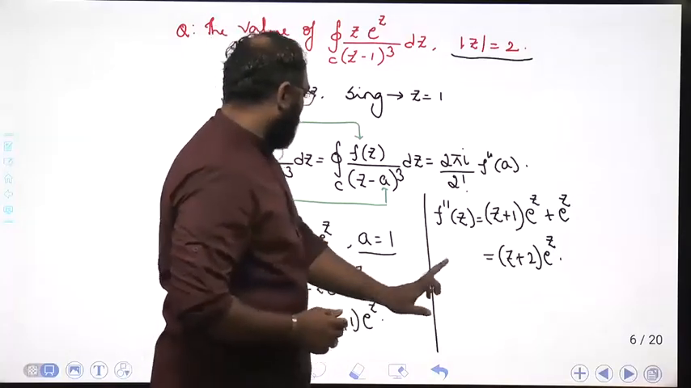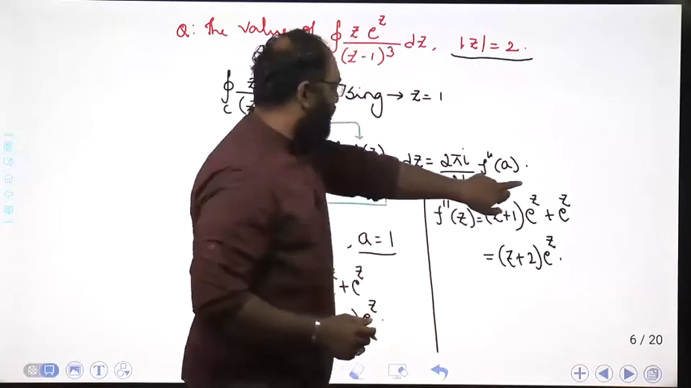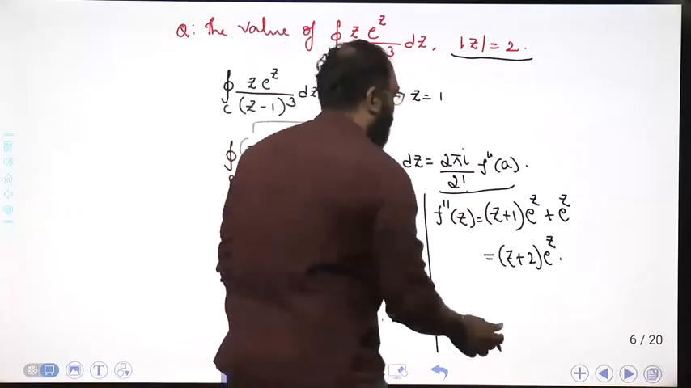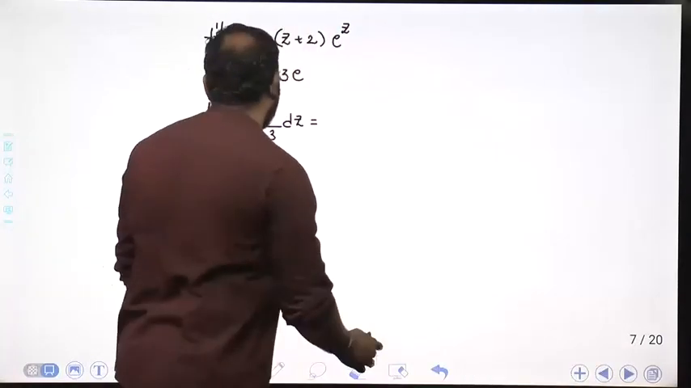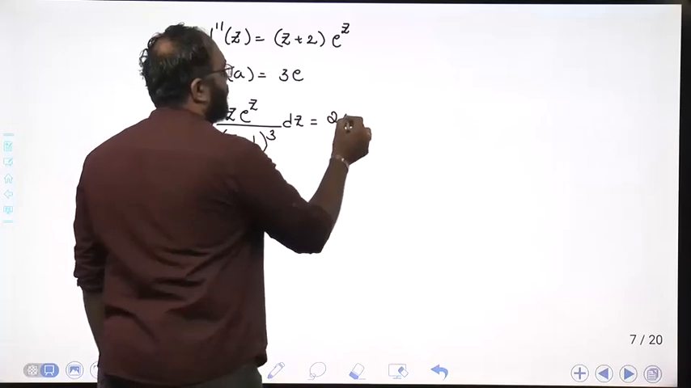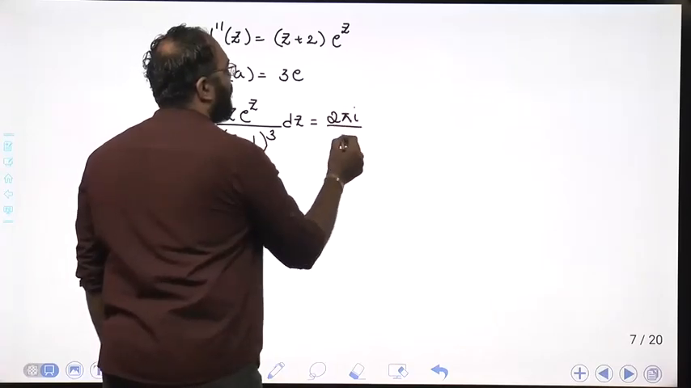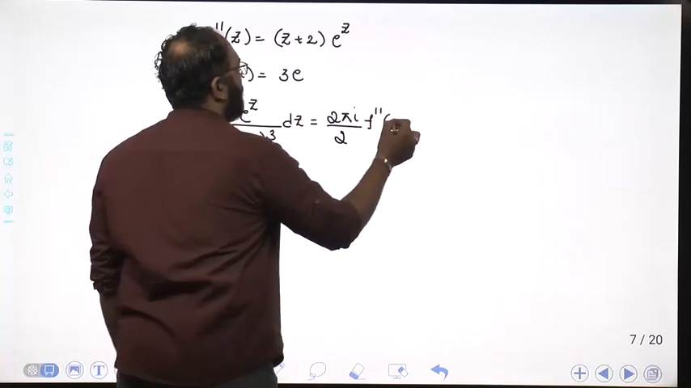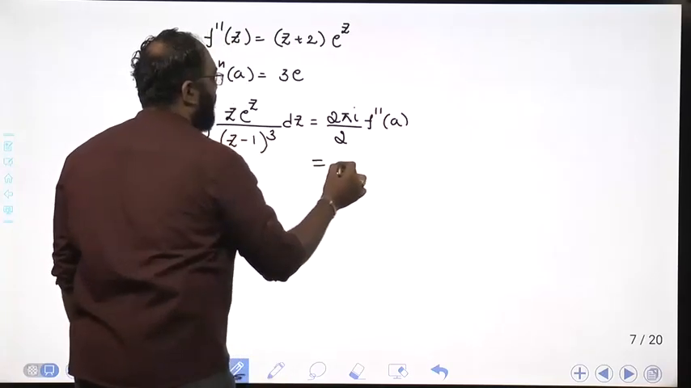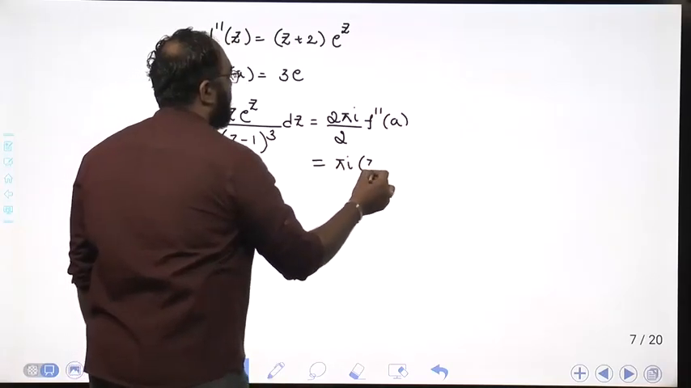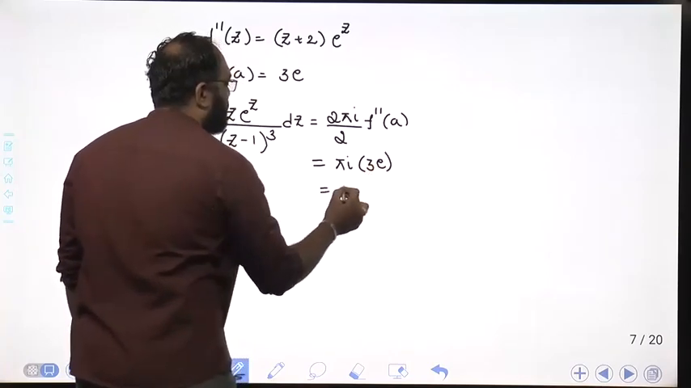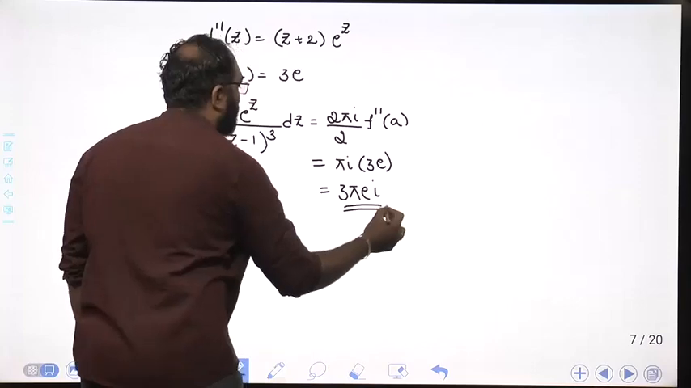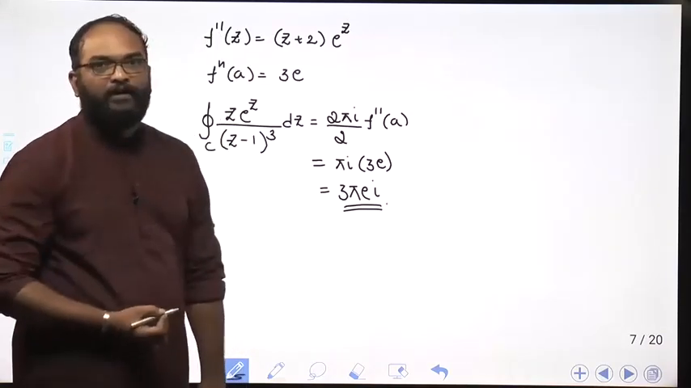2 pi i by 2 factorial into f double dash of a. So that is equal to 2 pi i by 2 factorial, which is 2, into f double dash of a, and that is pi i into 3e, or that is 3 pi e i. So this is the required value of the integral.